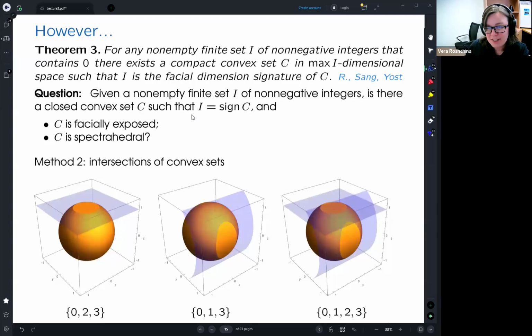So it's almost a generic thing from Minkowski addition, especially addition with Euclidean balls, that I get a set that is not facially exposed. So the next question is, how can I obtain sets that have a given dimension signature and are facially exposed, or are, say, spectrahedral? And I can do something simpler, and I can use intersections of convex sets.